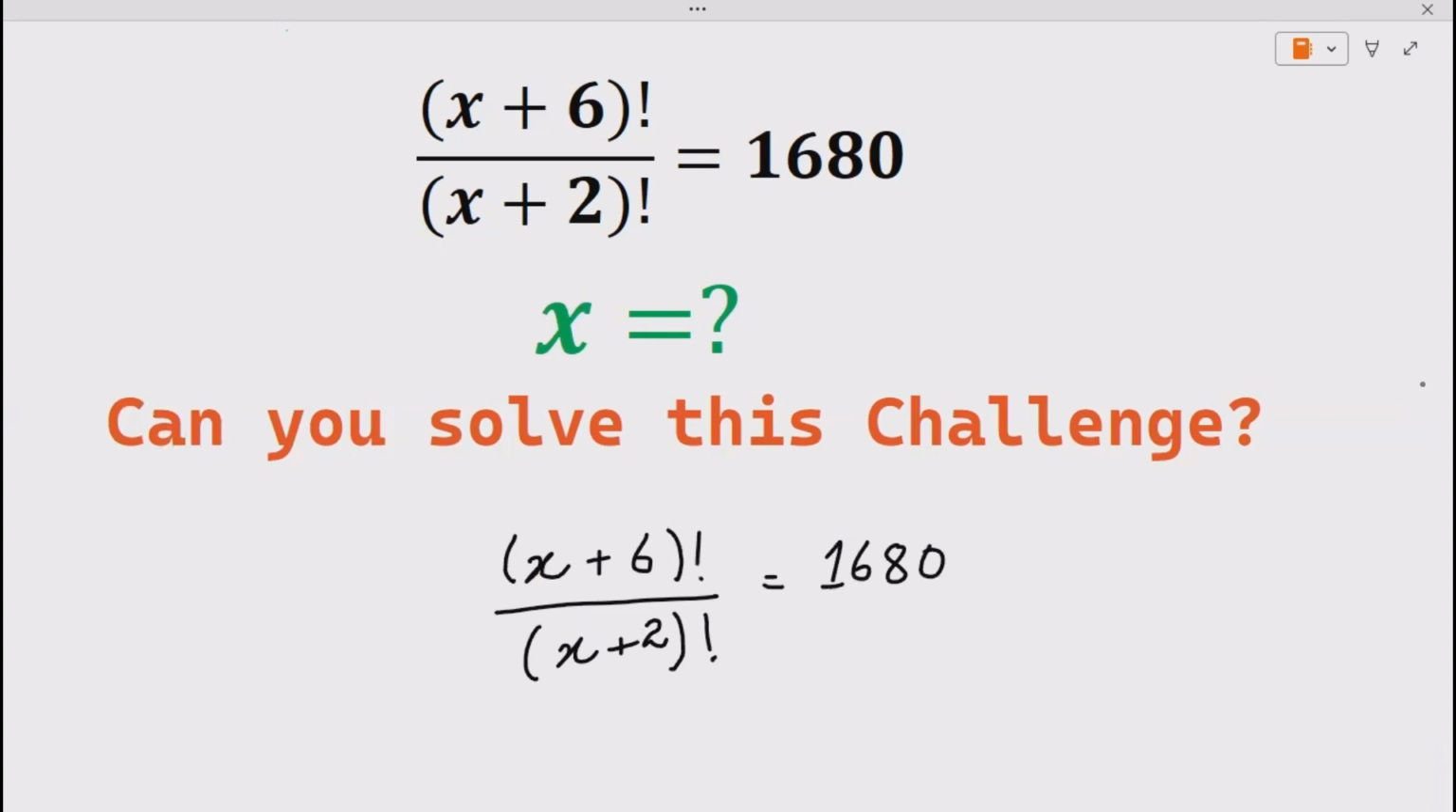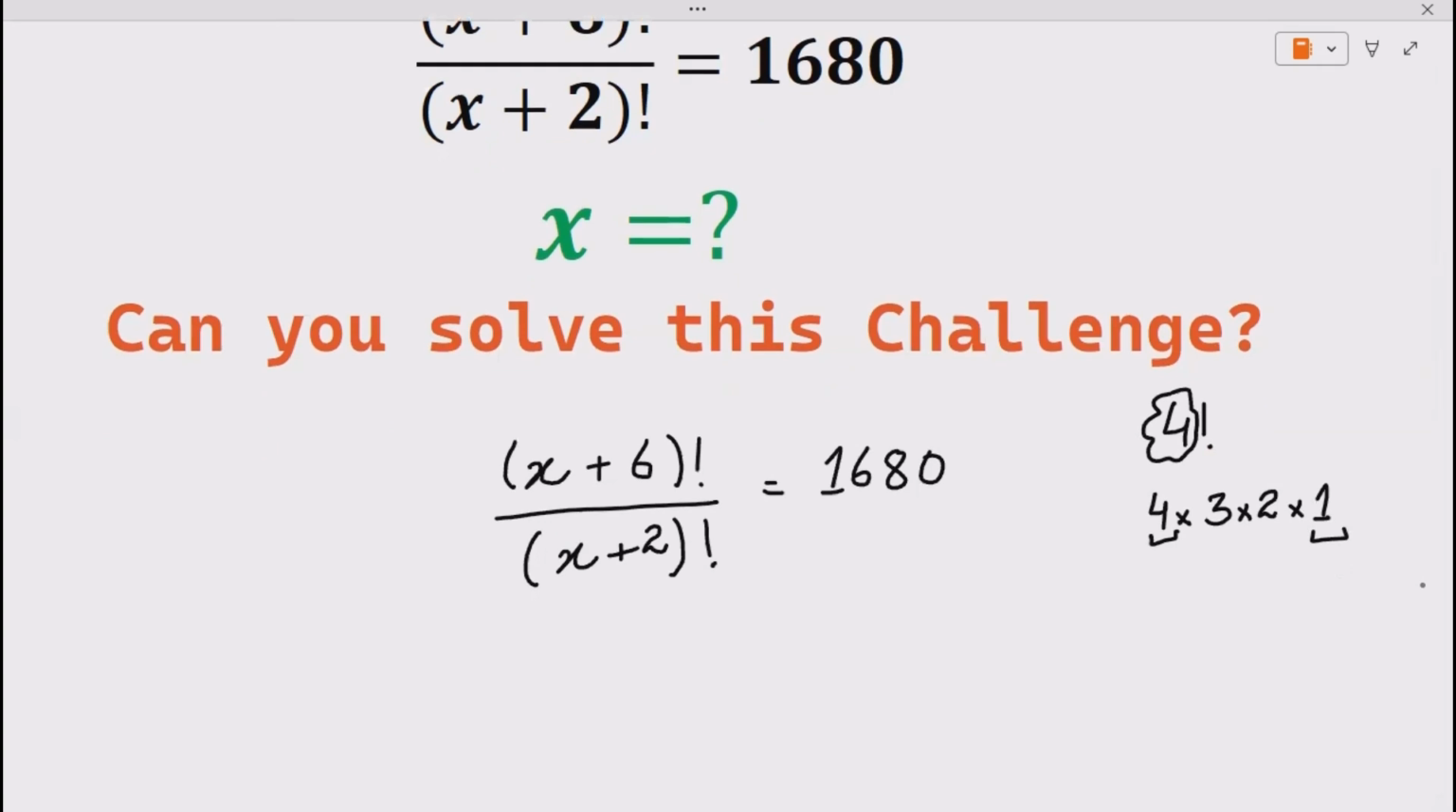When we have to find the factorial of any number, like 4!, we can write it like this: 4 multiplied by 3 multiplied by 2 multiplied by 1, right? So we start with the number whose factorial we want and go down one by one. Likewise, for 3!, we can write 3 multiplied by 2 multiplied by 1.